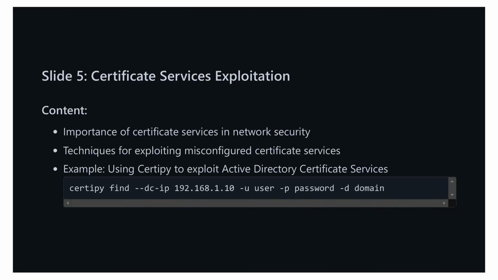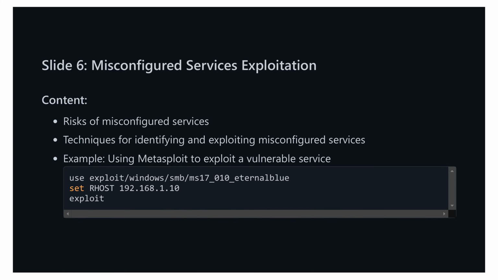On the next slide, we'll delve into the exploitation of misconfigured services more broadly, discussing the risks they pose, techniques to identify and exploit them, and a practical example using Metasploit. Let's continue. On the previous slide, we discussed the significance of certificate services in network security and demonstrated how tools like CertiPy can exploit misconfigured Active Directory certificate services using specific command line examples. Now, moving on to slide 6, we are shifting our focus to misconfigured services exploitation.